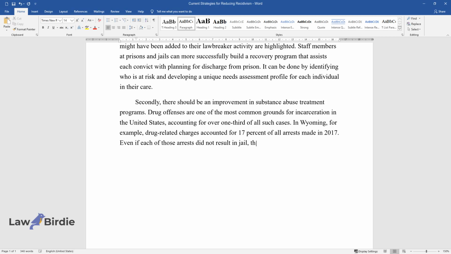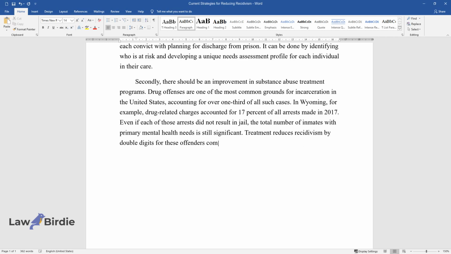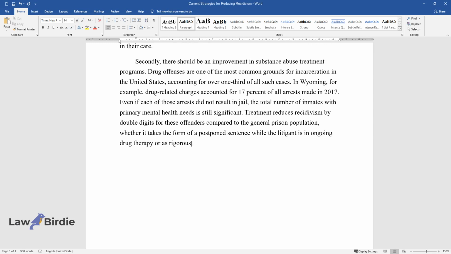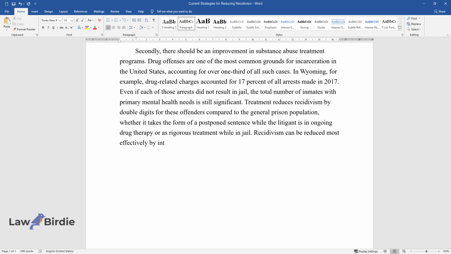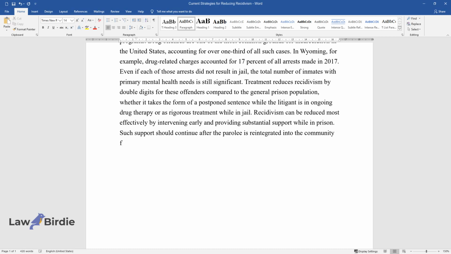Even if each of those arrests did not result in jail, the total number of inmates with primary mental health needs is still significant. Treatment reduces recidivism by double digits for these offenders compared to the general prison population, whether it takes the form of a postponed sentence while the litigant is in ongoing drug therapy or is rigorous treatment while in jail. Recidivism can be reduced most effectively by intervening early and providing substantial support while in prison. Such support should continue after the parolee is reintegrated into the community for the best results.